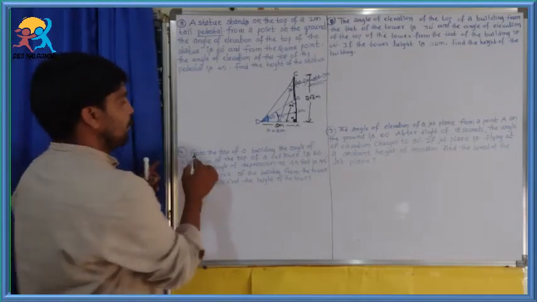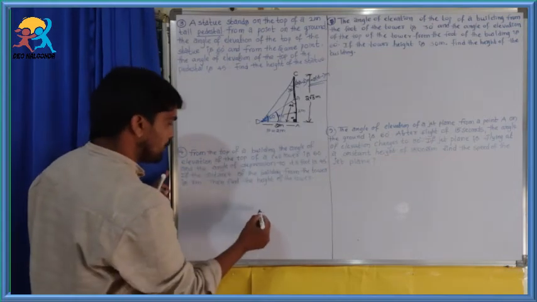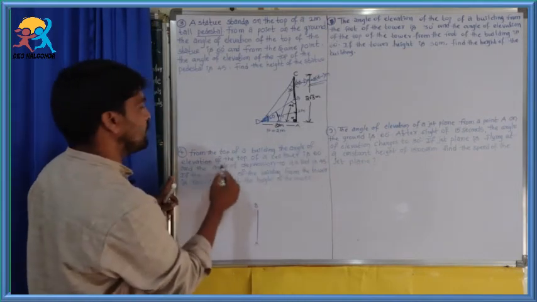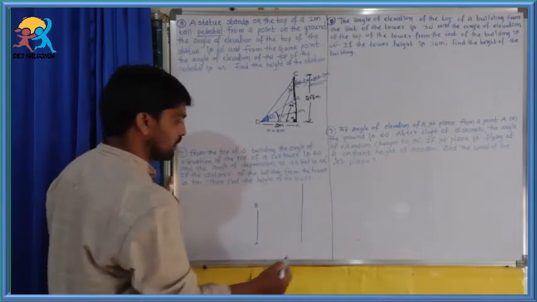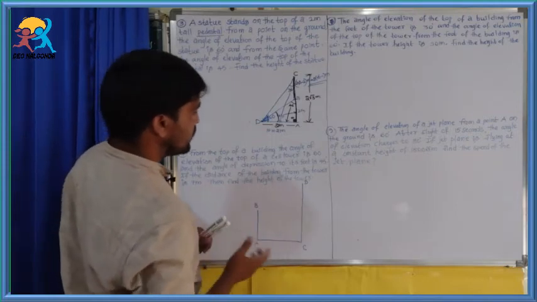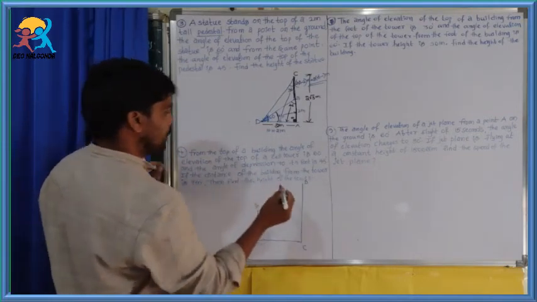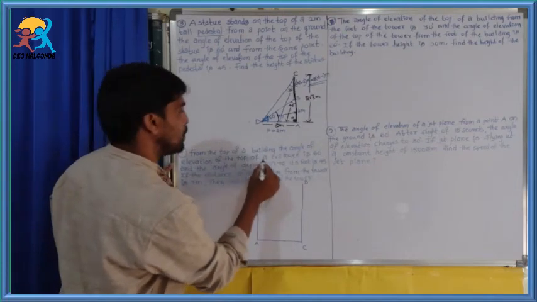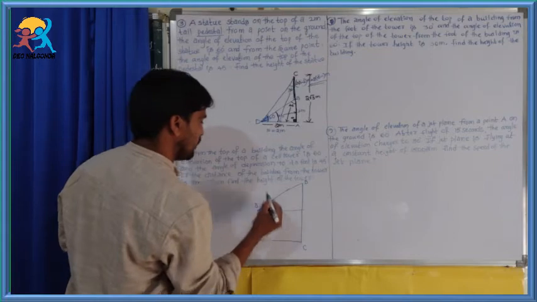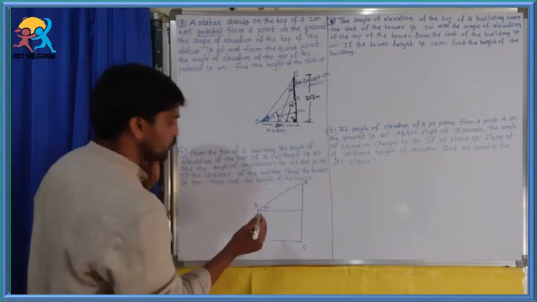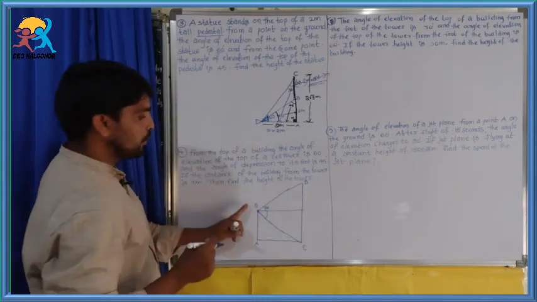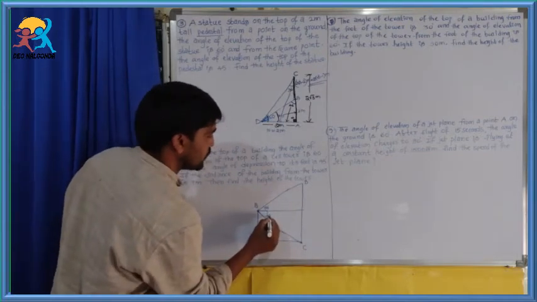Next, question 4. From the top of a building, the angle of elevation of the top of a cell tower. Let us consider one building. AB is the building. Consider another one. This is cell tower CD. The line joining A to C is the earth. From the top of the building, the angle of elevation of the top of the cell tower is 60 degrees, and the angle of depression to its foot from this point is 45 degrees.